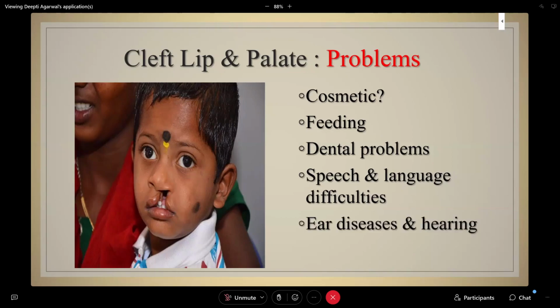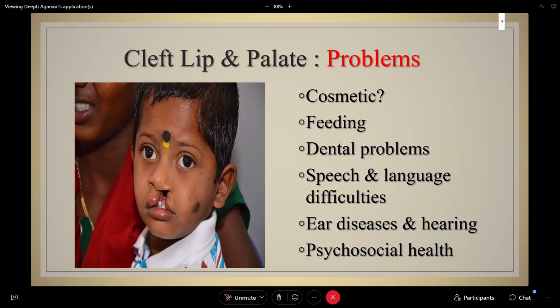Ear diseases and hearing. Frequent ear infections because of the patulous eustachian tube might lead to otitis media with effusion, which will result in hearing loss, which will further contribute to delay in speech acquisition. All this might and do lead to psychosocial issues in the child, which impact the child's self esteem, behavior, and social skills. He may develop feelings of anger, fear, sadness, and alienation from peer groups.